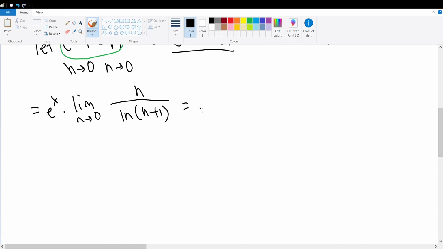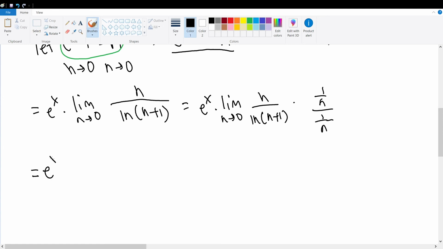This will be equal to e to the x times the limit as n goes to 0 of n over the natural log of n plus 1, times 1 over n over 1 over n. And when we multiply 1 over n into the numerator and denominator, we will get e to the x times the limit as n goes to 0 of 1 over n times the natural log of n plus 1.